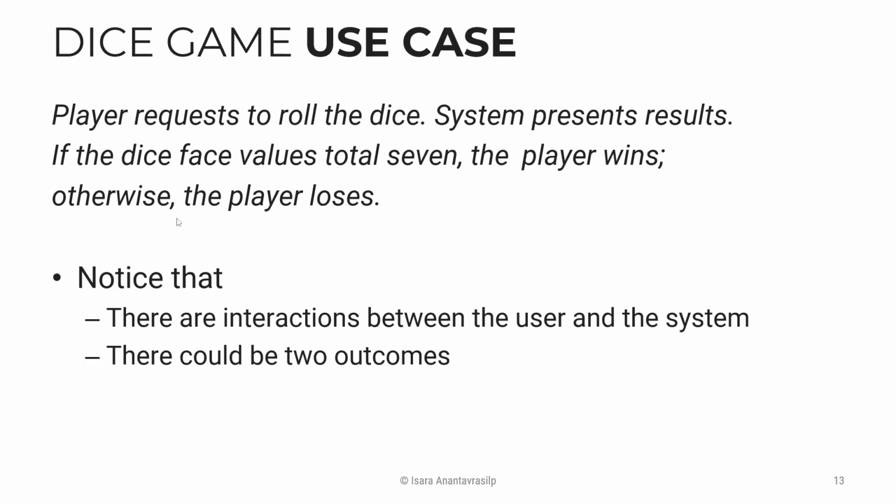So the player requests to roll the dice, and then the system rolls and presents the result to the user. After some calculation, we see whether the result is 7 or not. If so, the player wins. This is the rule, right? This is outcome number 1. Otherwise, the player loses. This is outcome number 2.